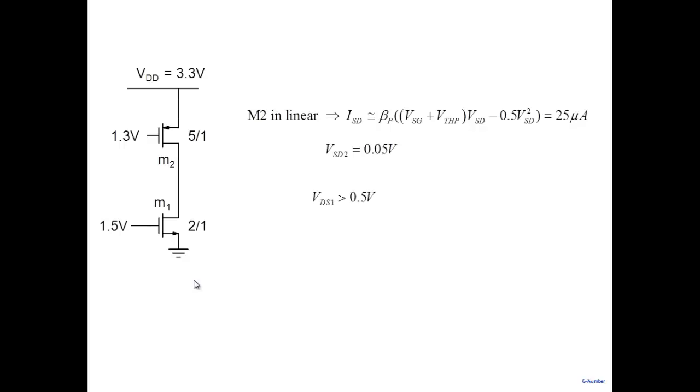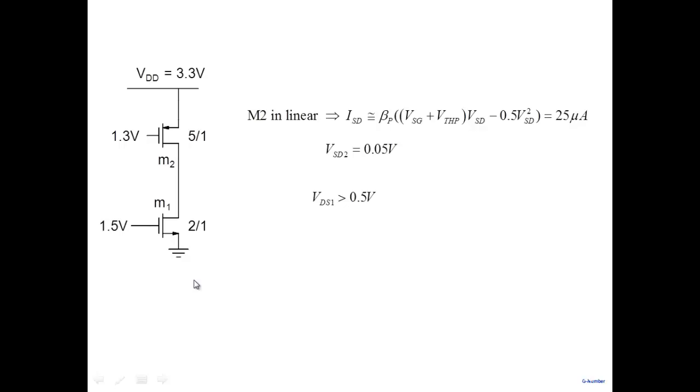So I calculate VDS1. For it to be in saturation region, VDS1 must be greater than 0.5. Why? Because this is VGS, and the saturation voltage here is VGS minus VT, so that's 0.5. So the drop from here to here must be greater than 0.5. How do I get this drop? I've already calculated the drop here, so it's 3.3 minus 0.05. That's a very large voltage, obviously greater than 0.5. So things are fine. In this case, M2 is in linear region, M1 is indeed in saturation region, and we have found the current, 25 microamperes. We have also found the drop here and the voltage at this particular node.